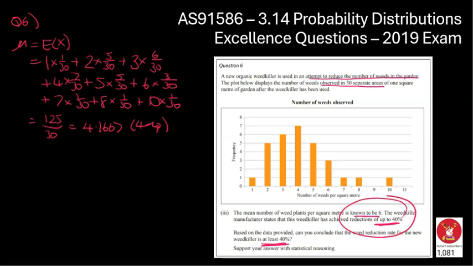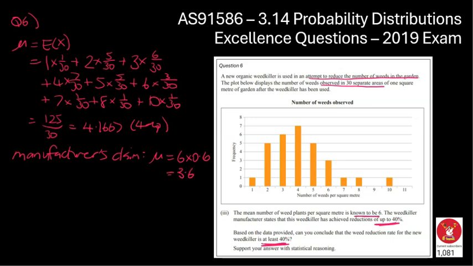I now want to compare that with what would have happened if the manufacturer's reduction of 40% held. So let's write manufacturer's claim. That's going to be the mean based on this. The mean is going to be 6 times 0.6, isn't it? And that would have been 3.6. So we can see there's quite the difference between the mean we're expecting, 3.6, and the mean that's actually happened after we've applied the weed killers.